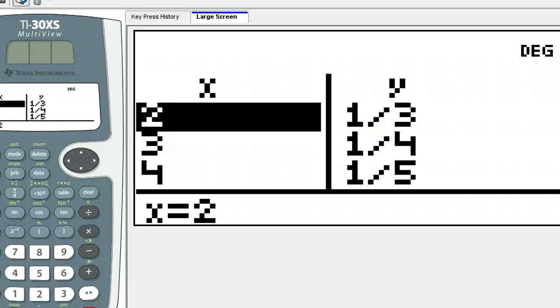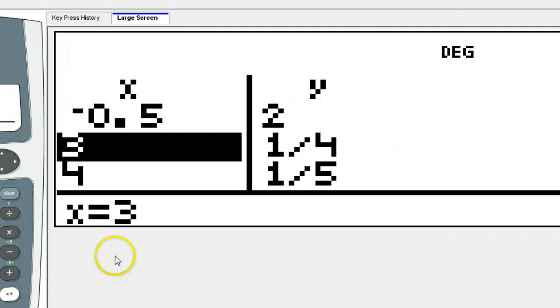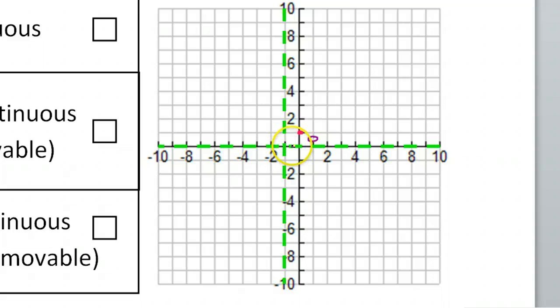Okay, so negative 0.5 gives me 2. Alright, so here at negative 0.5, I'm up here at 2. Alright, these 3 points, including the hole, give me enough of an idea what's going on here. Alright, make sure you don't draw through your hole. Just leave it a hole.